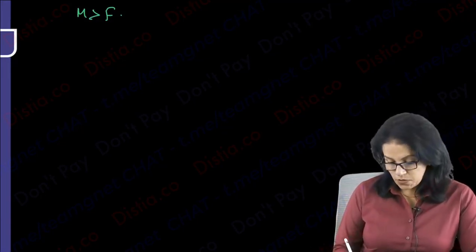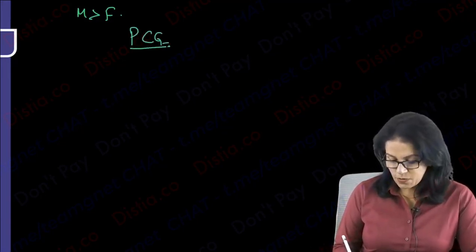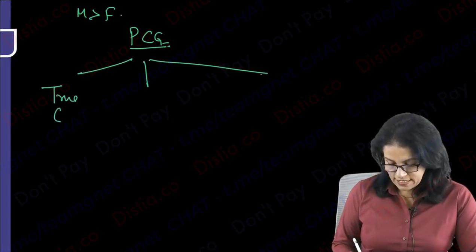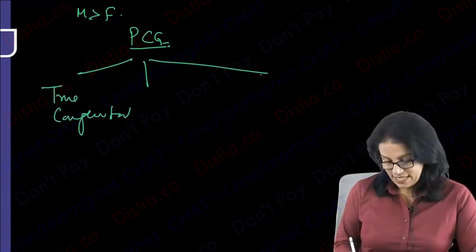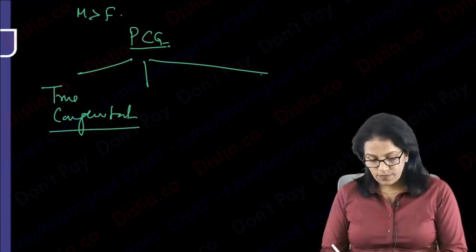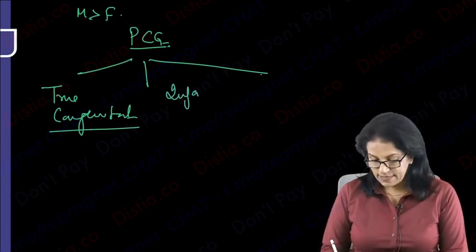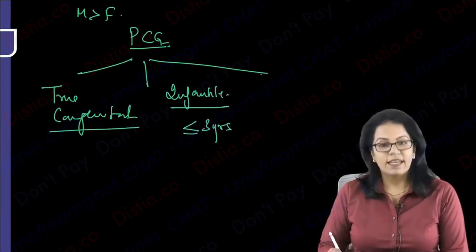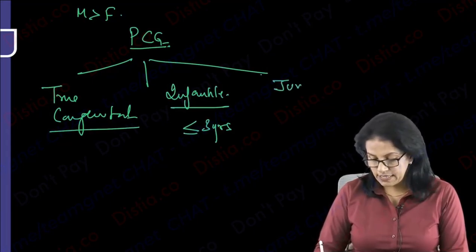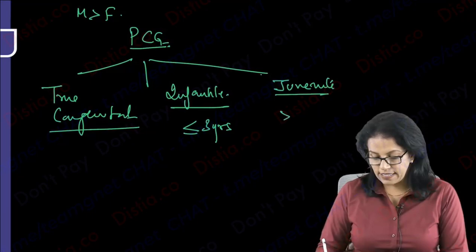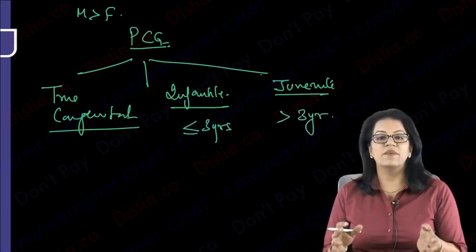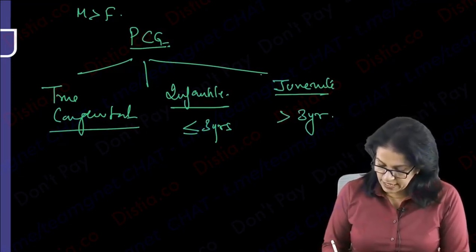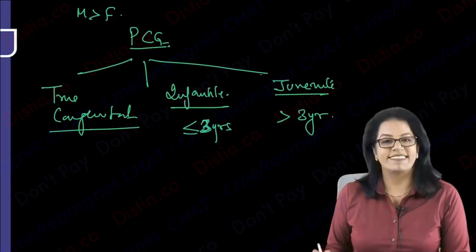Now, talking about how to classify primary congenital glaucoma, we can classify it as true congenital, which means the child is born with it. Then infantile. Infantile is less than or equal to 3 years of age. And juvenile means more than 3 years. So here infant is 1 year, but infantile means less than or equal to 3 years, and juvenile is more than 3 years.